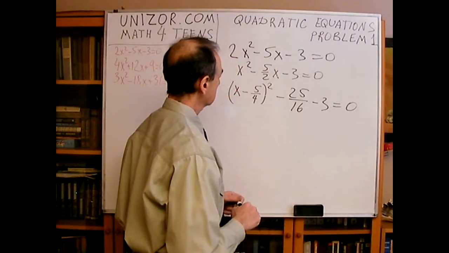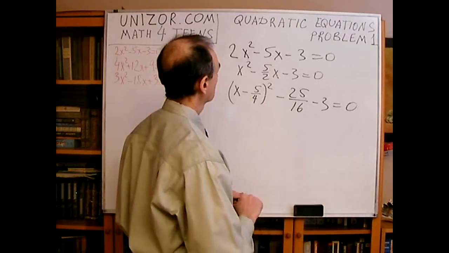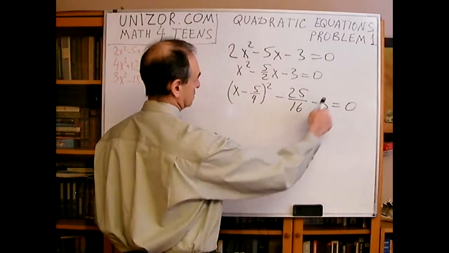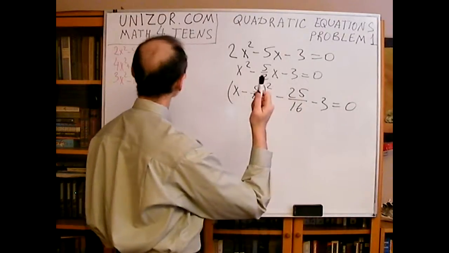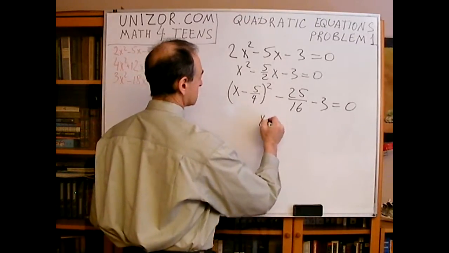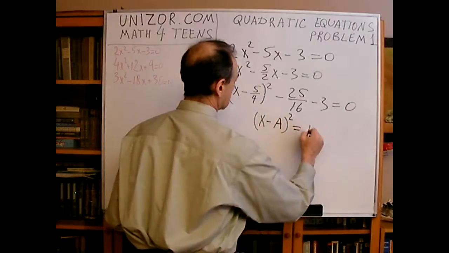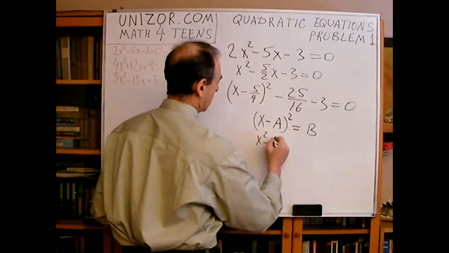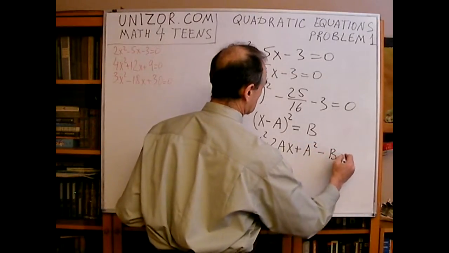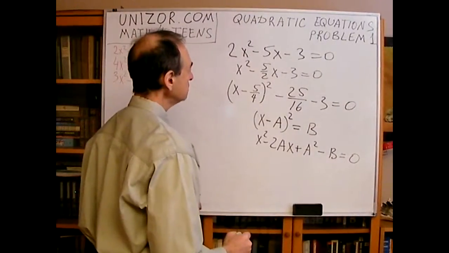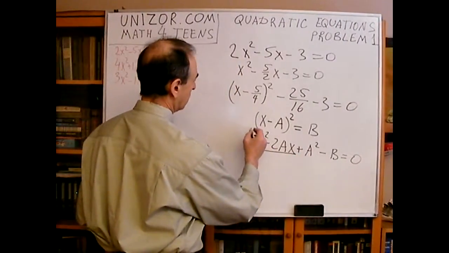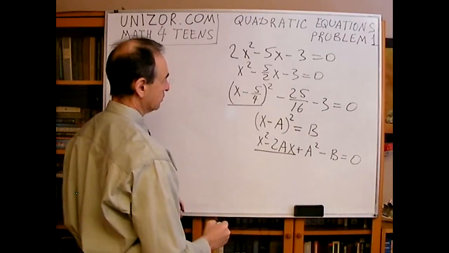So what were the roots of that? I don't remember. Is that right? I thought it was plus. Let me just check it again. So I have x minus a squared is equal to b, right? So it's x squared minus 2ax plus a squared minus b is equal to 0. Okay, so this is covered by this. So a is equal to 5/4.